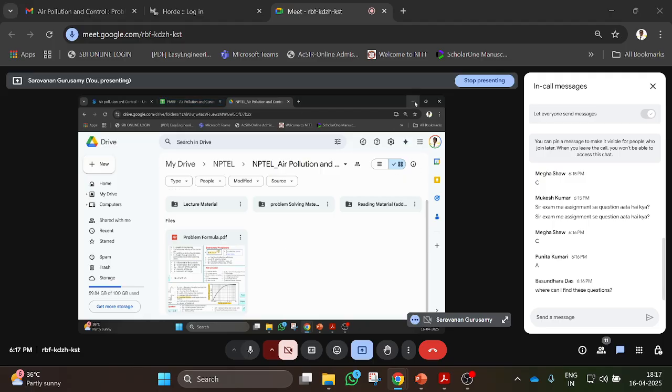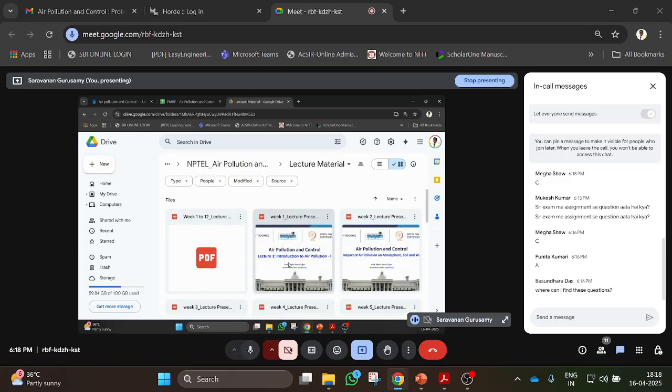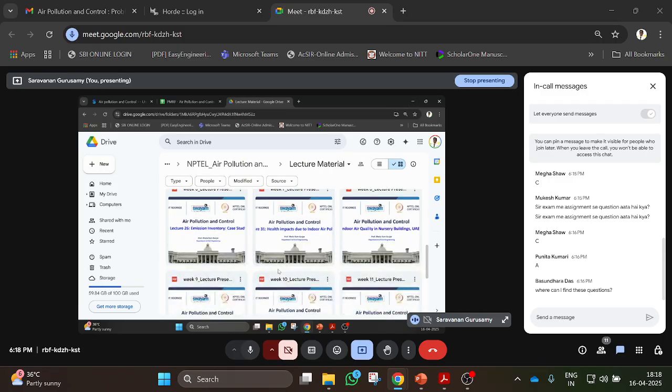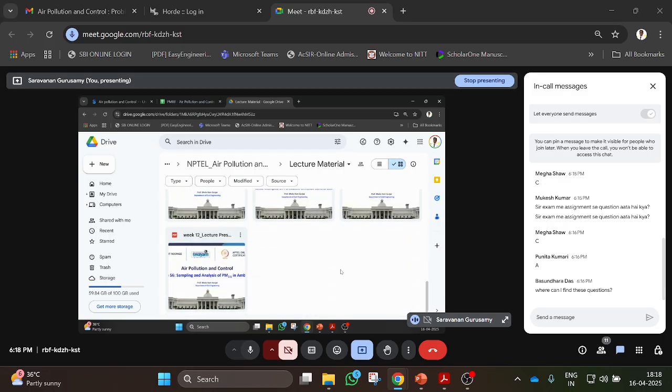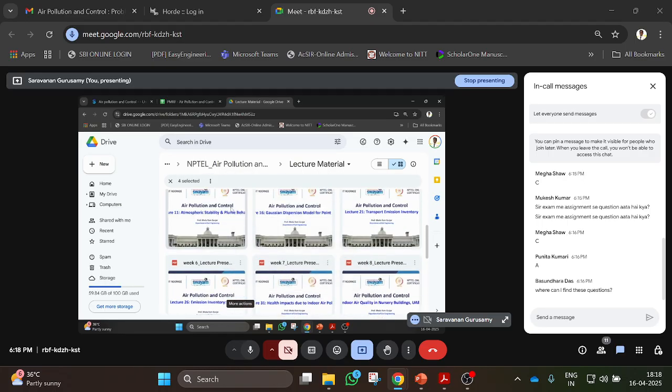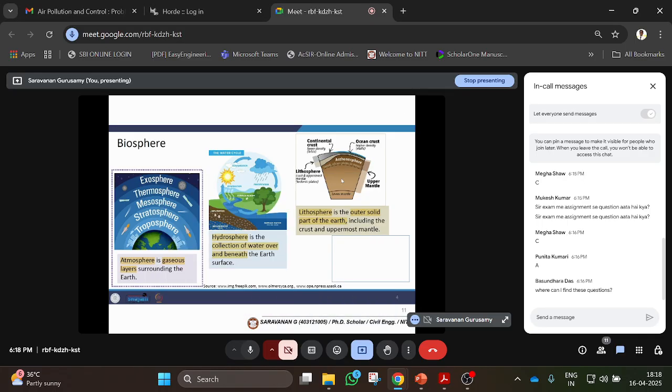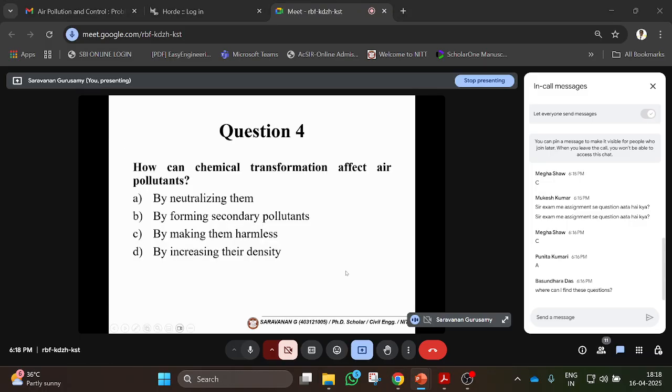Let me move on to this. So, many people have said these are all difficult to follow, so I have compiled them into a week-wise PPT. So I have uploaded it here. That will be easy for you to catch. Okay. So the answer here is that the lithosphere is only the solid part, crust and uppermost mantle. Okay. So fourth question: how can chemical transformation affect air pollutants?